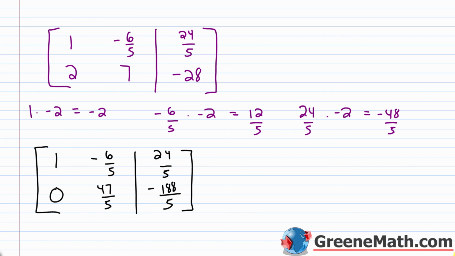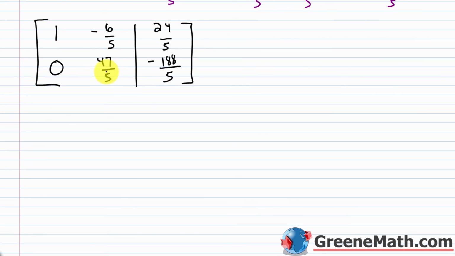So let's scroll down here. And it's very easy. I just multiply row 2 by the reciprocal of 47 fifths, which is 5 47ths. So let's keep row 1 the same. So row 1 stays the same. A 1, a negative 6 fifths, and a 24 fifths.